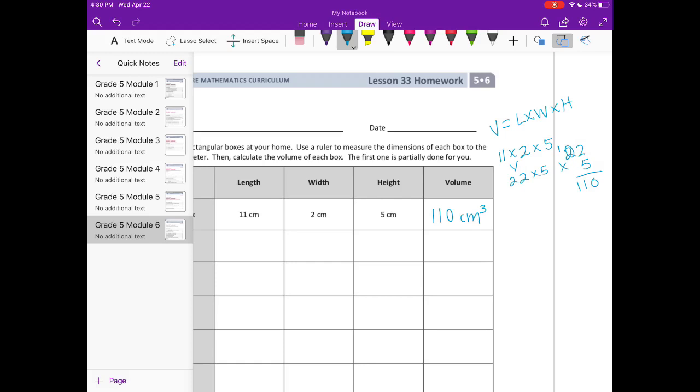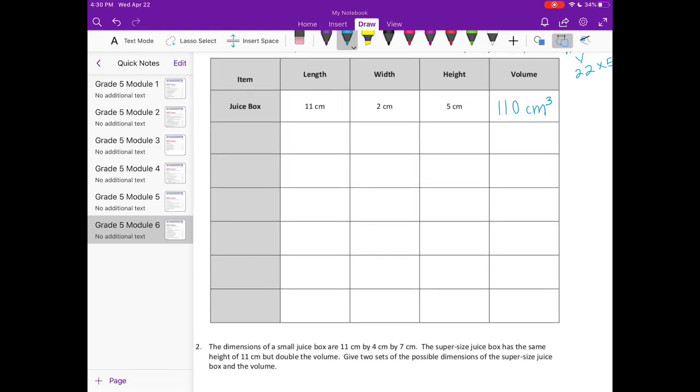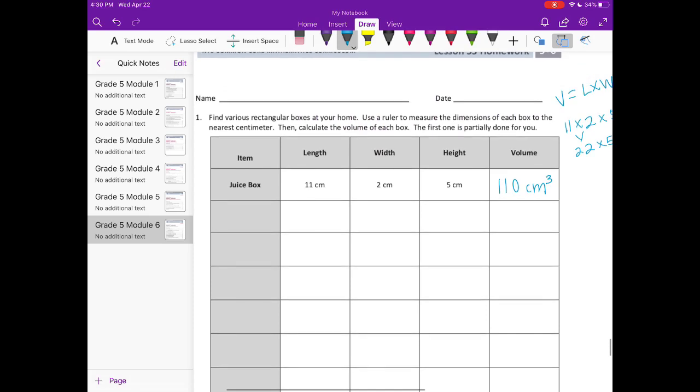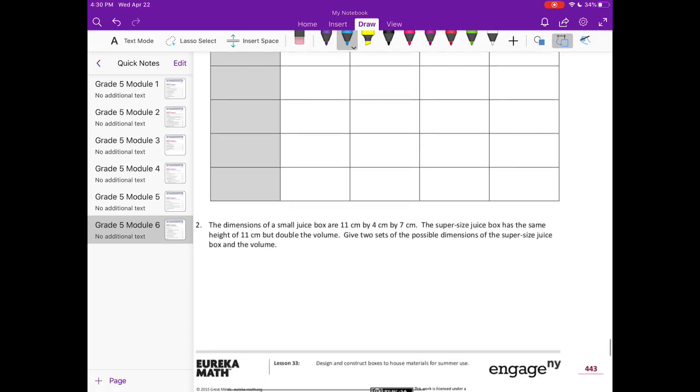Cubic centimeters. So you need to go around your house, find 1, 2, 3, 4, 5, 6 more things that are rectangular prisms, measure them, and put them on here.